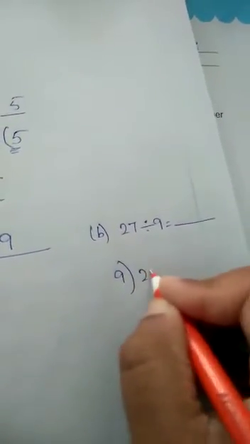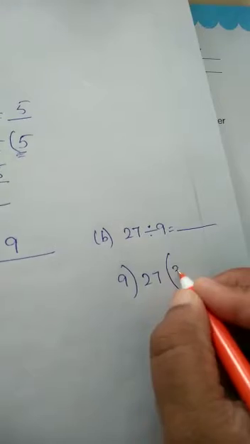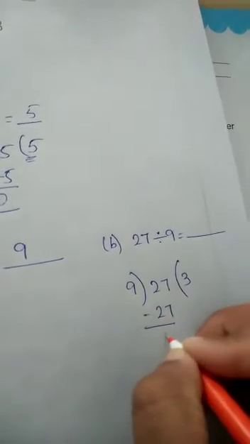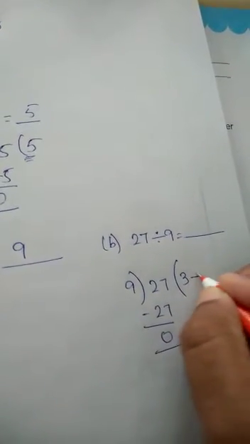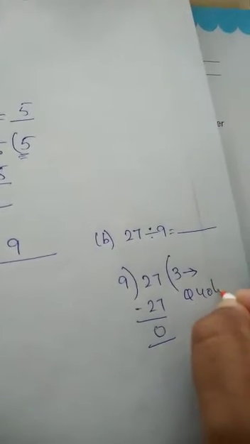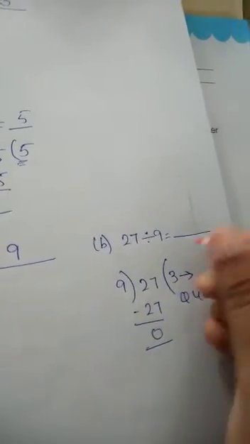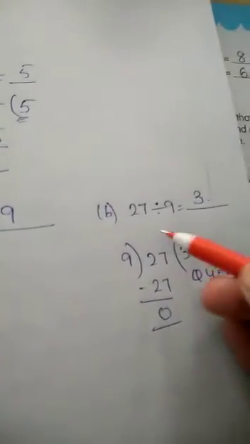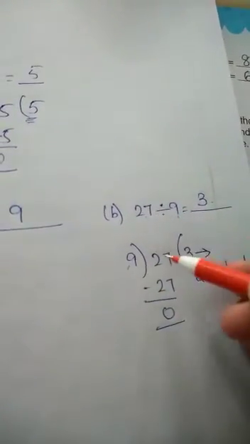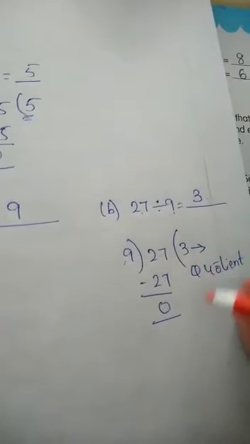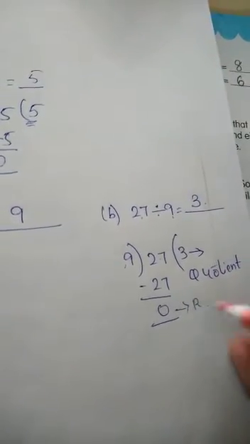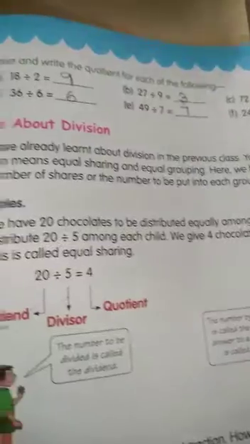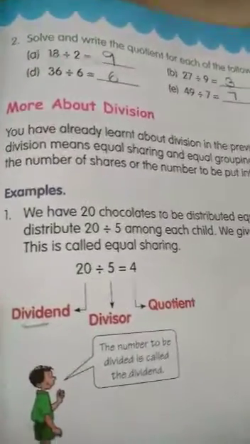9 3s are 27. 27 minus 27, 0. So 3 is the quotient. One more thing: this 9 is the divisor, this 27 is the dividend, this 3 is the quotient, and this 0 is the remainder. Remember this. Remaining you practice in your classwork.